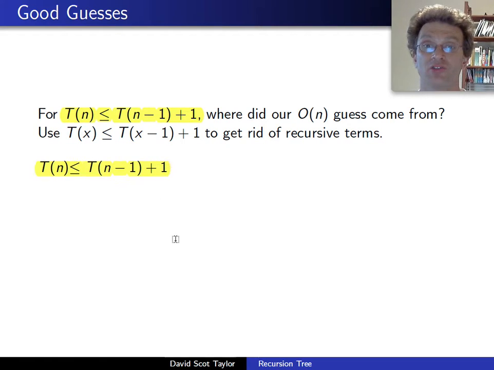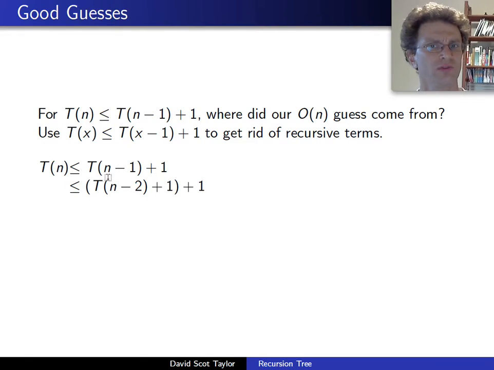So I'm given this term, and what I'm going to do is say, hey, I know that T of n minus 1 is less than or equal to T of n minus 2 plus 1. So I'm going to plug that in. Great. We've gotten rid of our recursive term. Well, except we replaced it with a different recursive term. So now we know T of n is less than or equal to T of n minus 2 plus 1 plus 1. We want to get rid of that recursive T of n minus 2 term. How do we do that?